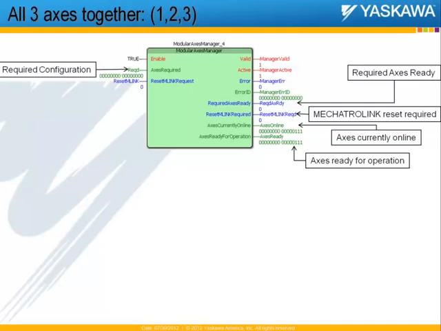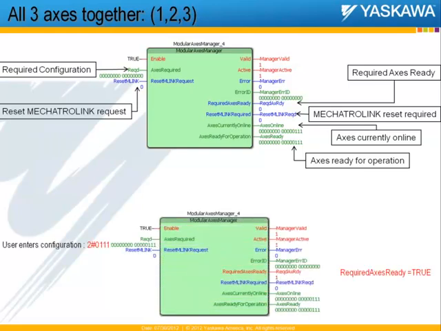So in the first example that we were thinking about, where all the 3 axes were present on power on, you can see here that for axes online, all the 3 axes were seen to be online, and all the 3 axes were seen to be ready for operation. All the user has to do now is to go in and put in the required configuration as an input. So once the user enters his required configuration, in this example he's using 3 axes, axes 1, 2, and 3, the axes ready output comes on, which means for his required configuration, all the axes are online and all the axes are ready for operation, and so he can basically use all the axes there, and then machine operation can start.